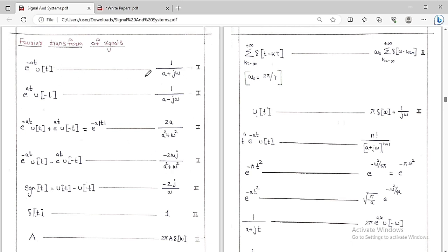So if you add these two signals, please add these two Fourier transforms. If you subtract these two signals, please subtract these two Fourier transforms. So this is the Fourier transform you are always going to get. I want you to remember this one. If you remember this one, you can get all these things very easily.